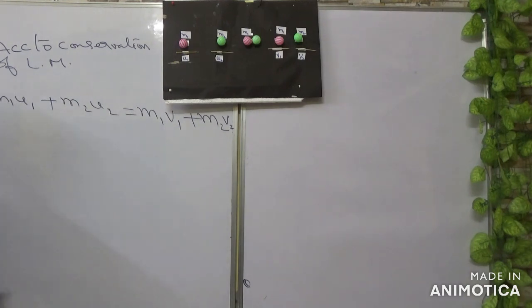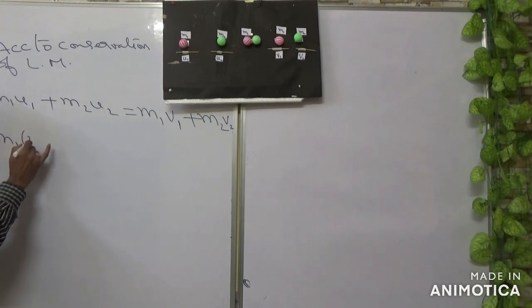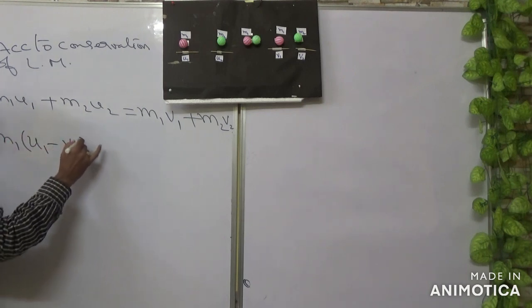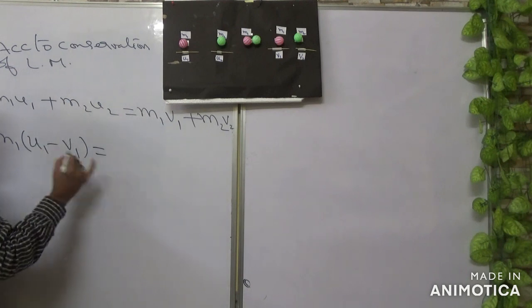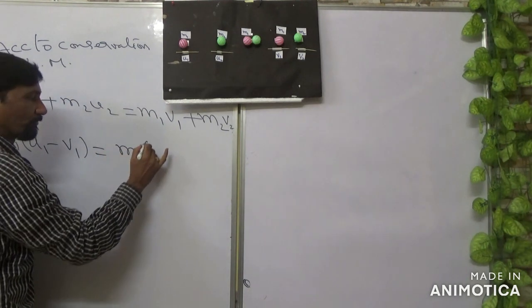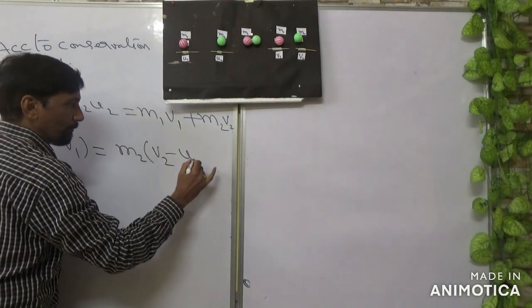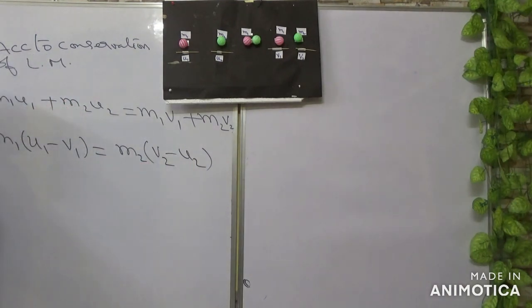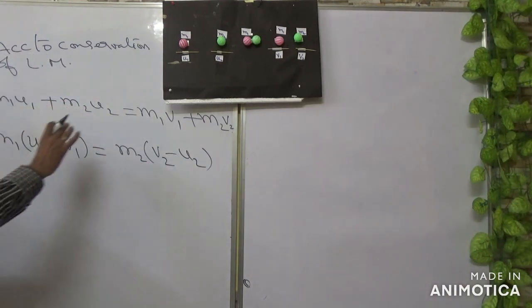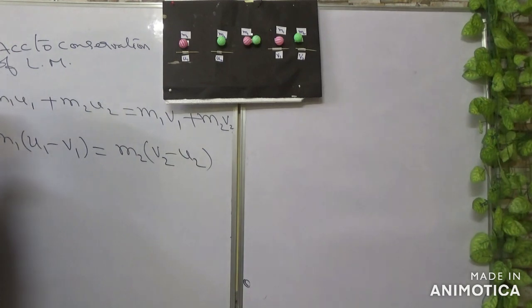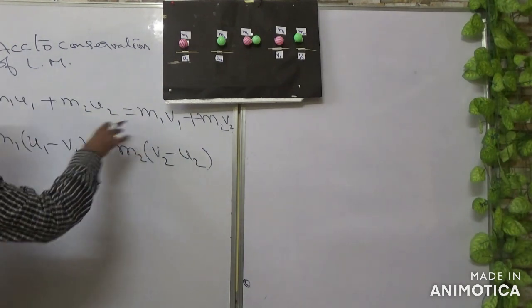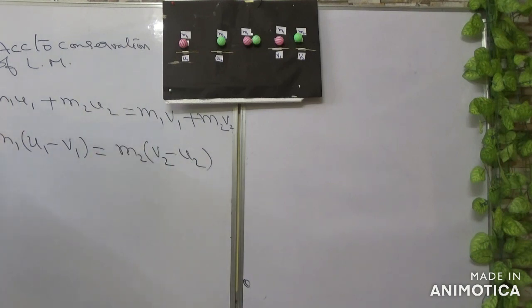So you bring m1 terms to one side. Then m1 of u1 minus v1 is equal to m2 of v2 minus u2. This is equation 1, about conservation of linear momentum. So remember, whether it is elastic or inelastic, it follows conservation of momentum.